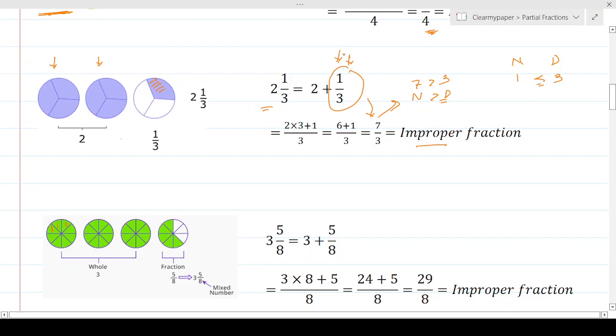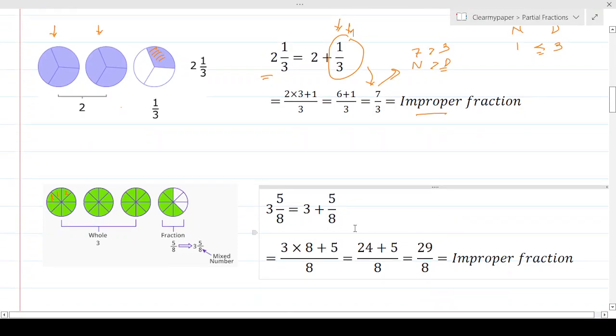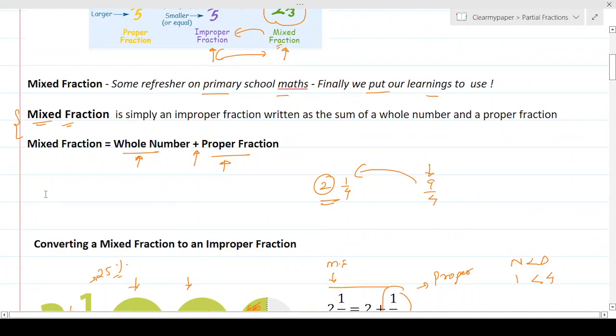improper, typo, slip of my tongue. So in this case also we have a whole number and we add a proper, partial fraction to that. So that's the relationship between an improper fraction and a mixed fraction, as simple as that. So again, repeating, a mixed fraction is nothing but an improper fraction expressed in two parts, where we add a whole number to a proper fraction, and that's it.